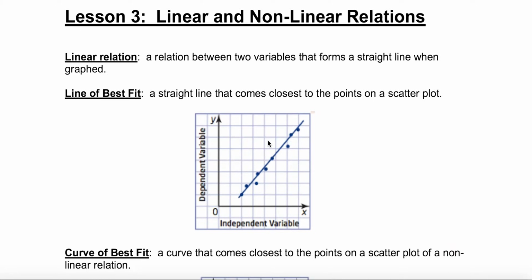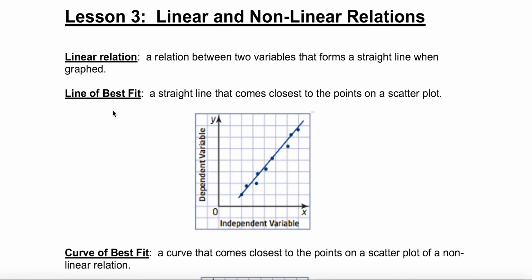Lesson 3 is called Linear and Nonlinear Relations. So a linear relation, linear just means a straight line. A linear relation is a relation between two variables that forms a straight line when graphed. If we do have a scatter plot, these points aren't making a perfect straight line, but the trend is really suggesting that we see a straight line going up and to the right.